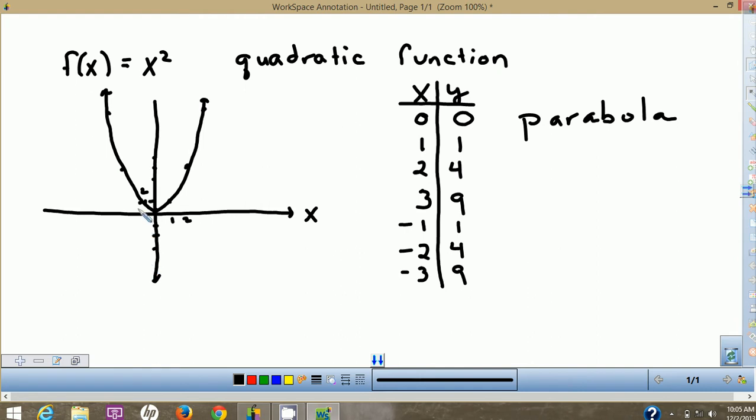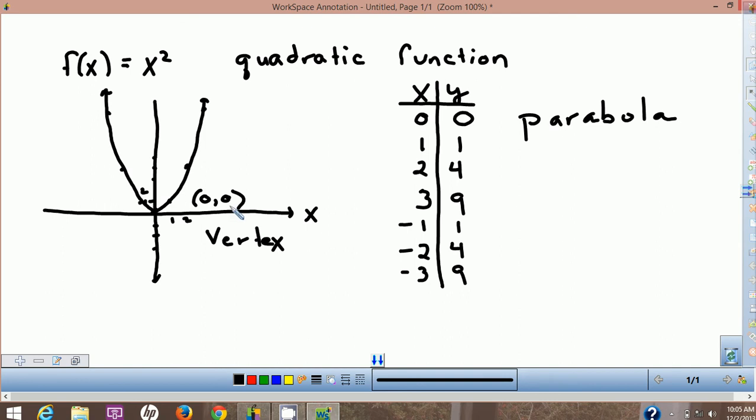But for now, this is our parent function, and there are a couple of things that we need to be aware of. First of all, we need to be aware of this point right here at the bottom. This point is called the vertex of the parabola. It is either a minimum or a maximum value, depending upon what direction the quadratic is turned. And in this case, it's a minimum value. It occurs at the point (0, 0). So our minimum y value here would be 0.